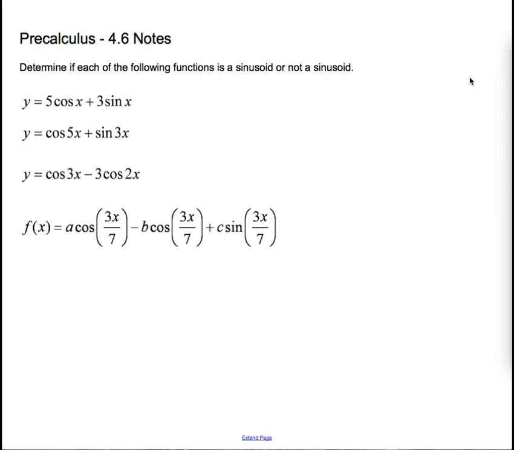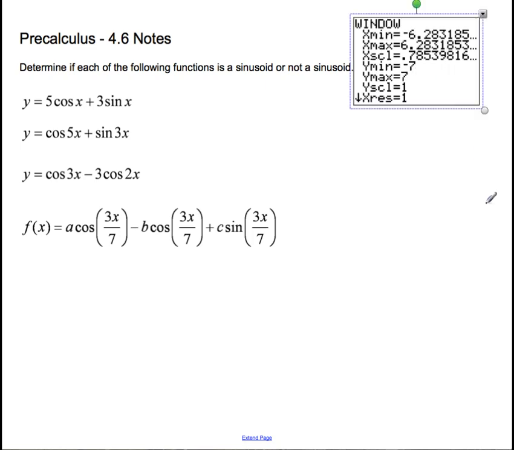Okay, so we want to determine whether any of these are a sinusoid or not a sinusoid. In other words, do any of these guys look like a sine or cosine curve, or do they have some totally different shape? Well, here's the window that I'm going to use for my calculator. I'm going to go from, again, just like in the previous problems, negative 2 pi and positive 2 pi, and then pi over 4 for this guy.